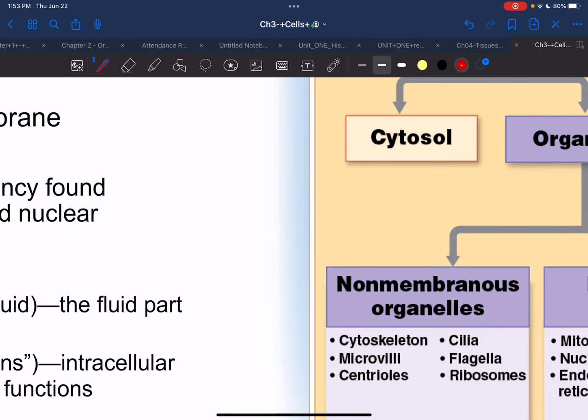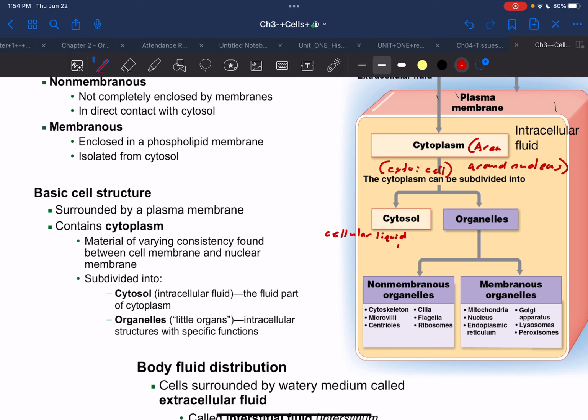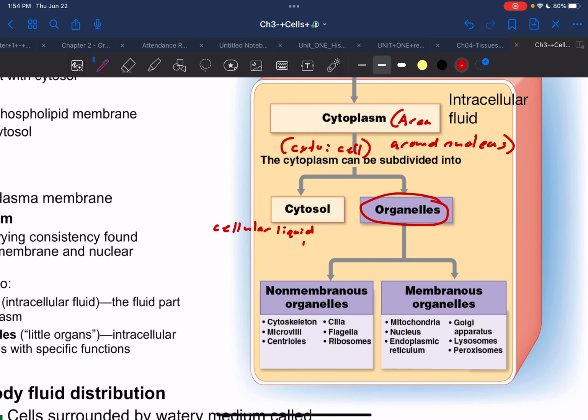And so sol in Latin typically implies liquid. And so this word means liquid. And I'm just going to put cellular liquid, right? That's what the word technically translates to. Cellular liquid. And organelles are going to be all those little tiny organelles, or the little organs that we saw. There, you can just even refer to it as the tiny organs.